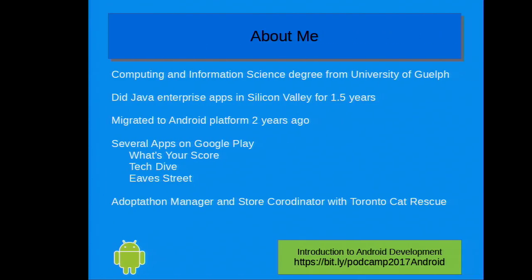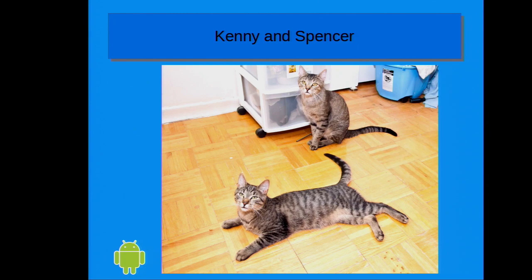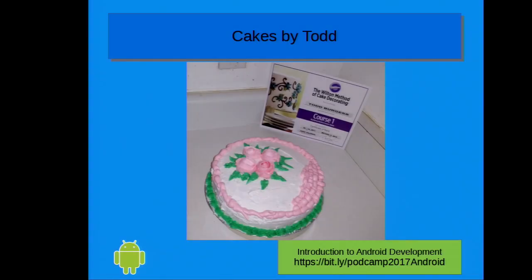Just a little bit about me. I have a bit.ly link if you really want to see this, but I have a degree. I've been to Silicon Valley. I've been doing Android for 2 years. Actually, I've been doing it for 3 years. Anybody who knows me knows I like to cook, and I've been volunteering with Toronto Cat Rescue. Kenny and Spencer, those are my cats. Occasionally, I've decorated the odd cake before.